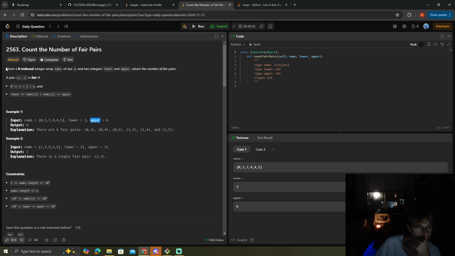I don't really understand the question. With nums of size n and two integers lower and upper, return the number of fair pairs. But what is a pair? I don't know. I understand 4, 5, 4, 5, 6, it fits in between. But how is 2 and 3 a fair pair? The lower is 11, the upper is 11. Like, bro, what? It doesn't fit this, right? Or am I tripping?